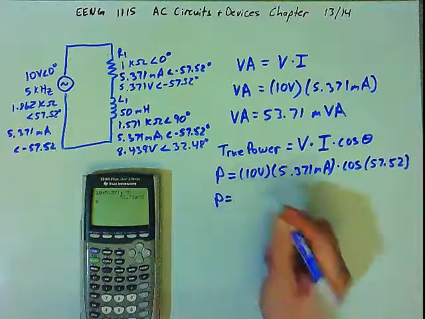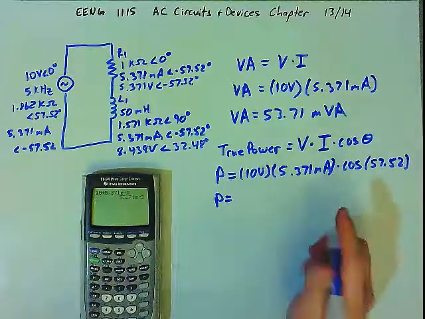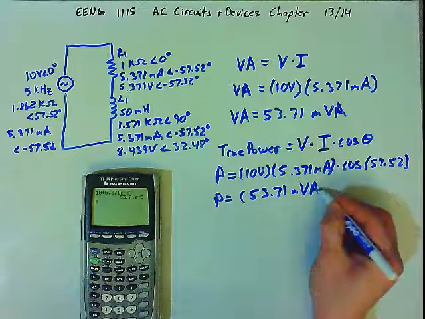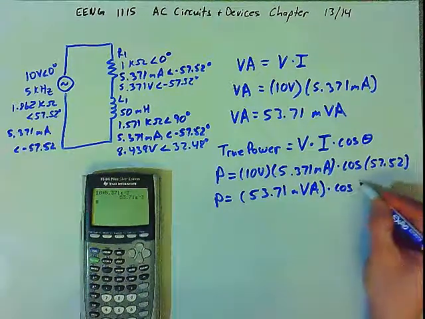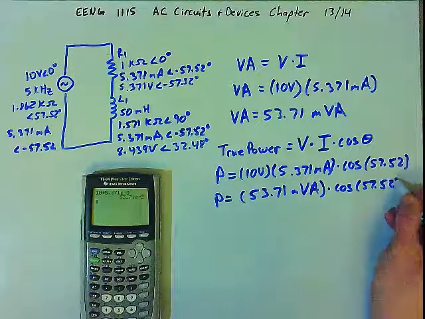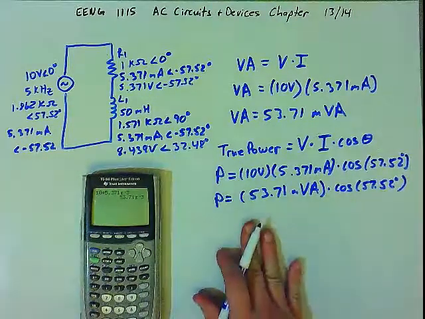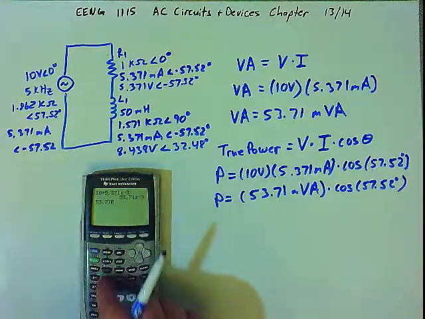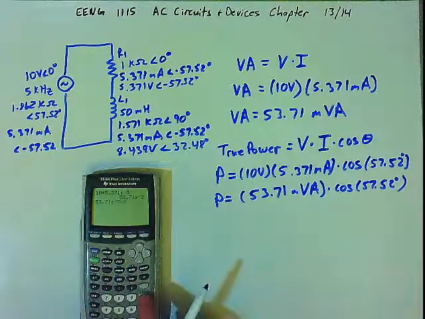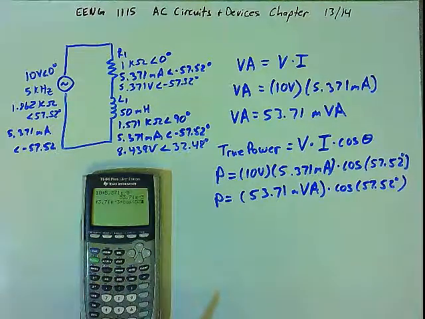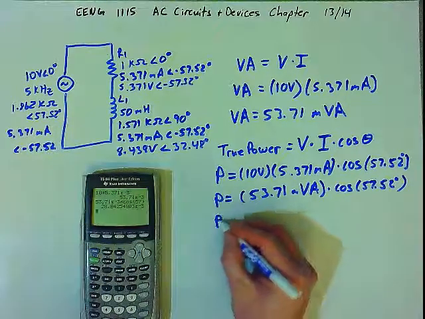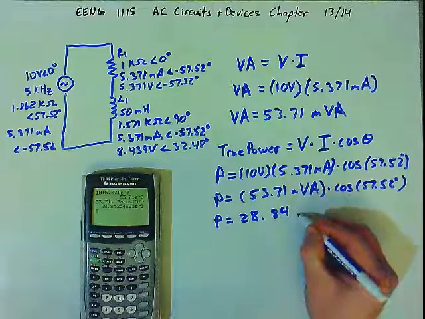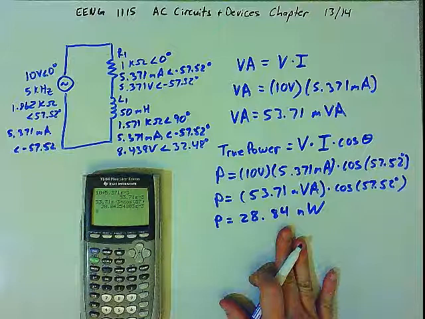So the power will be, well, 10 volts times 5.371 milliamps is 53.71 millivolt amps. And now if I multiply by the cosine of 57.52 degrees, we will get the true power measured in watts. So we'll have 53.71 milli, and we're going to multiply by the cosine of 57.52 degrees. And so the power of this circuit is 28.84 milliwatts. This is true power measured in watts.